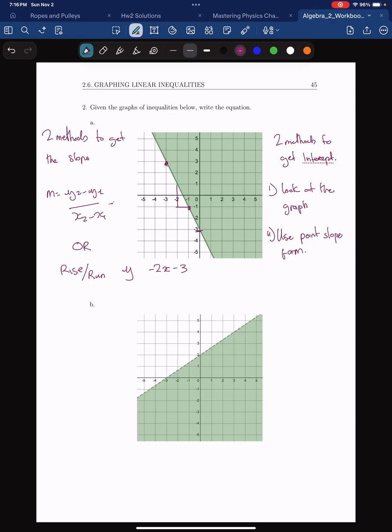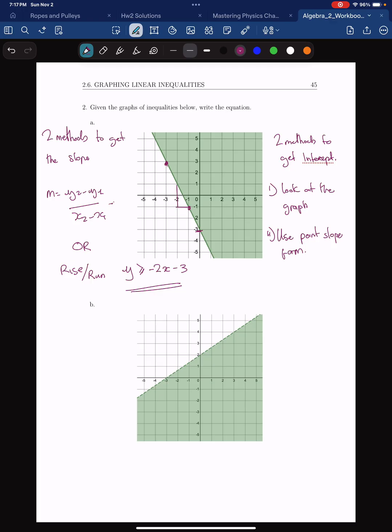Because my shaded region is above the line, y is greater than minus 2x minus 3. Awesome. And greater than or equal to, because it's a solid line, I'm including it. So I'm including the points. And the points in the green region should satisfy the inequality. The points that are not in the green region won't satisfy the inequality.